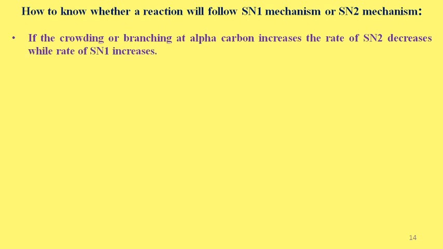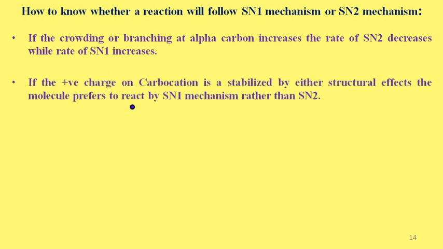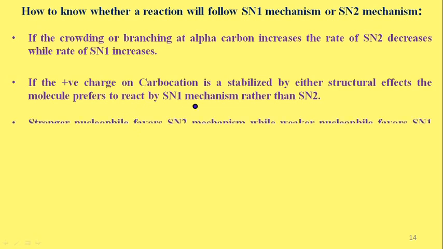In this video, we saw how to know whether a reaction will follow the SN1 or SN2 mechanism. The first factor is, if the crowding or branching at the alpha carbon increases, the rate of SN2 decreases while the rate of SN1 reaction increases. If the positive charge on the carbocation is stabilized by structural effects, that is the inductive effect, resonance effect, or hyperconjugation, the molecule prefers to react by the SN1 mechanism rather than SN2.